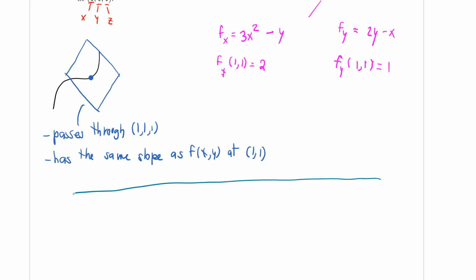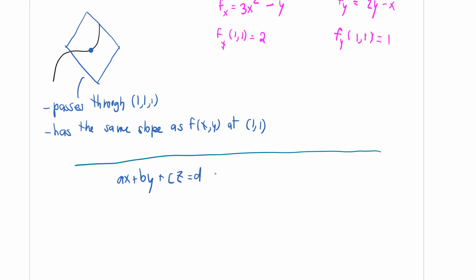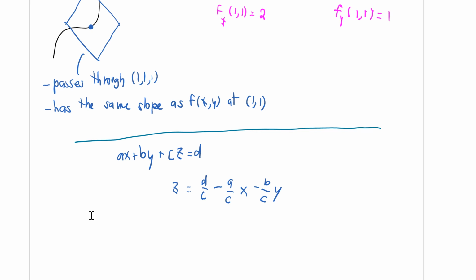The general equation of a plane is just ax + by + cz = d. If I move x and y to the other side, and also divide by c on both sides, I'm going to have z = d/c - (a/c)x - (b/c)y. So this is a general form for the equation of a plane.